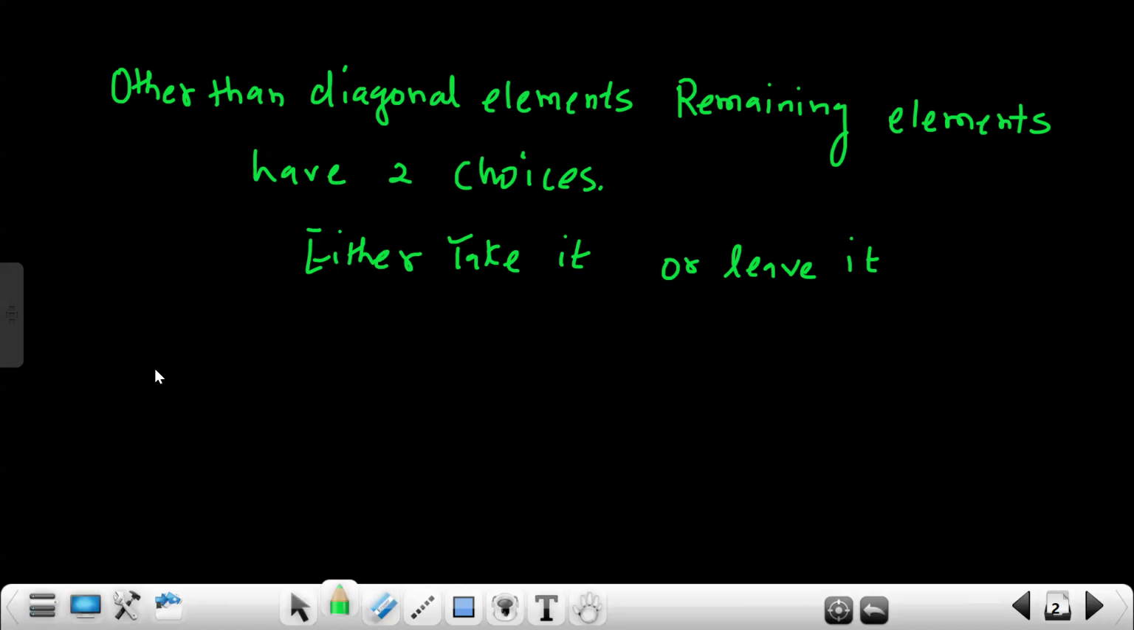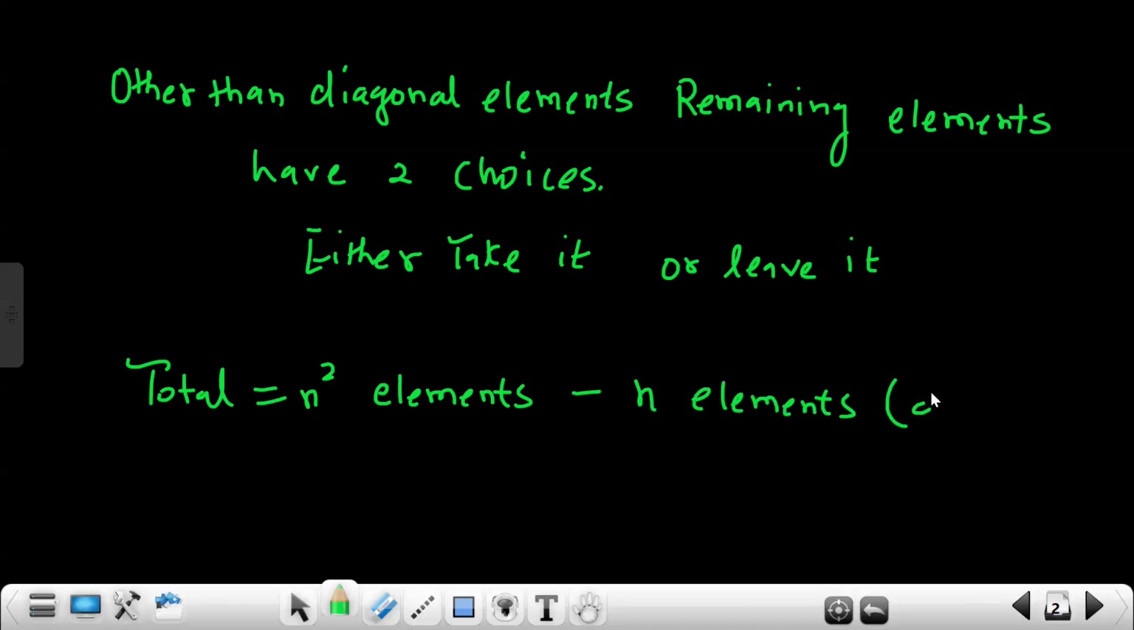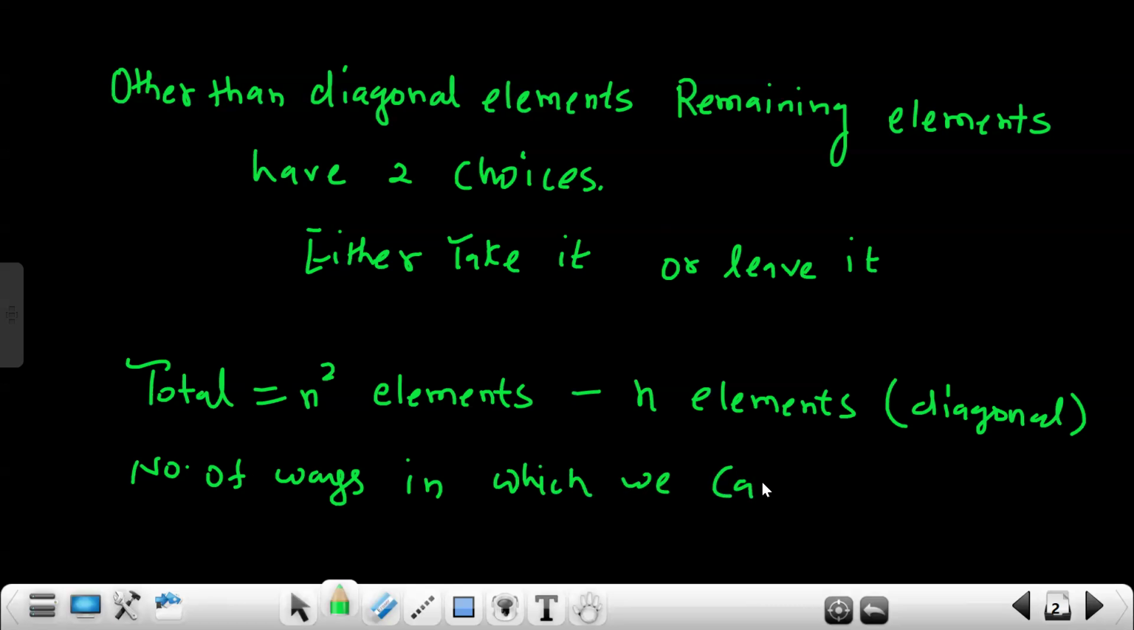So in total we have n square elements. Now, if we subtract the n elements which are on the diagonal, the number of ways in which we can have a reflexive relation is going to be 1 into 2 power n square minus n.